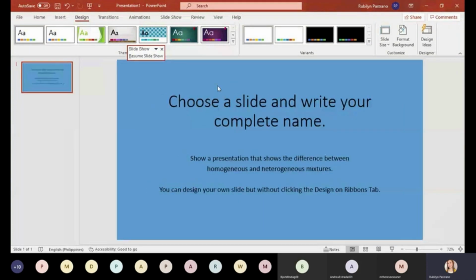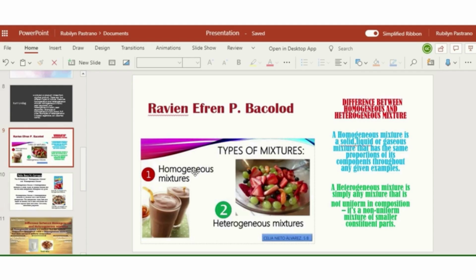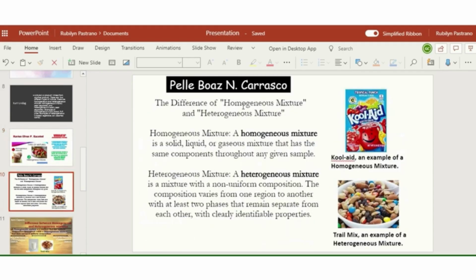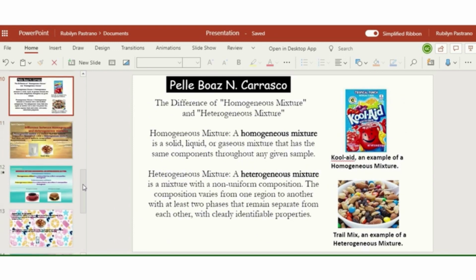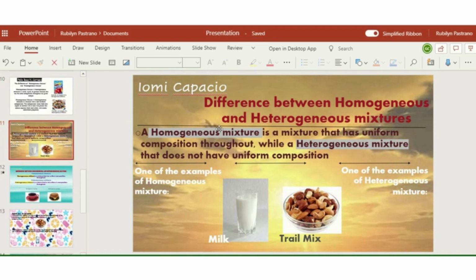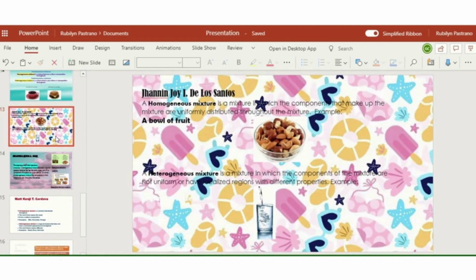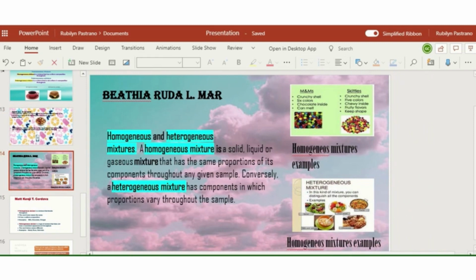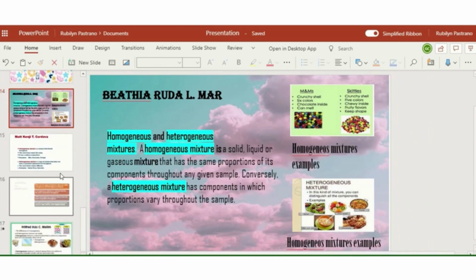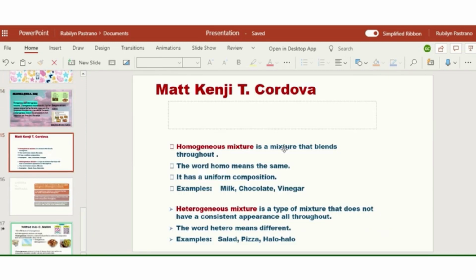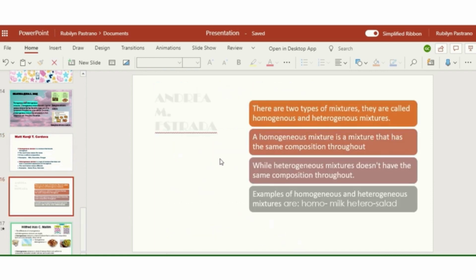I will share this PowerPoint presentation. Yes, great job for this. And of course, we have Aryan Kate Malata and a very cute output from Janine De Los Santos. Yes, Janine, good job. And we also have here the work of Bea, Matt Kenji, and also the work of Andrea, and of course, the work of Enzo. Congratulations. So, that's good. Keep it up, guys.